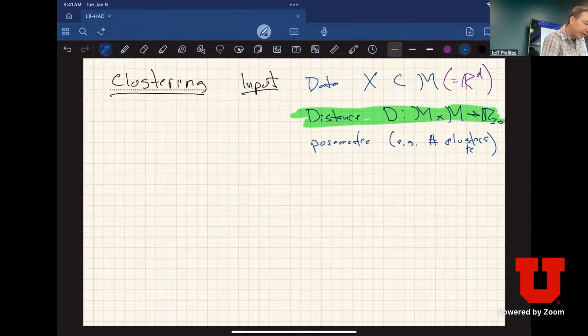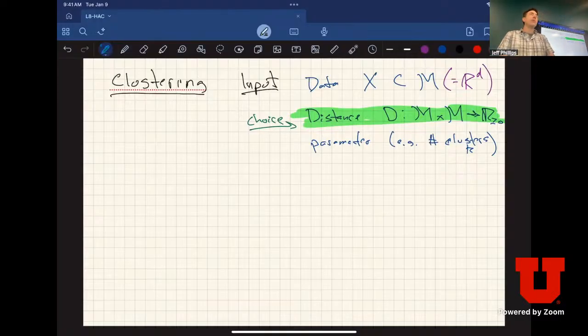Okay, so this is a choice. And so that will really influence the algorithm, probably much more than which algorithm you actually choose to use. Okay, so it's why we spent a lot of time talking about distances before we got started into this part of the class.